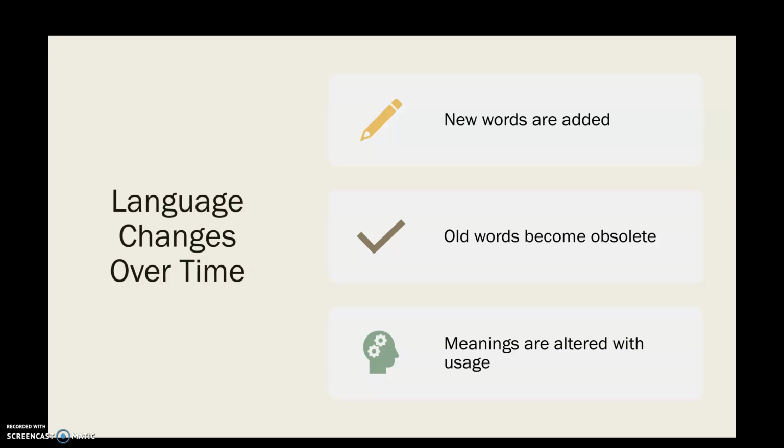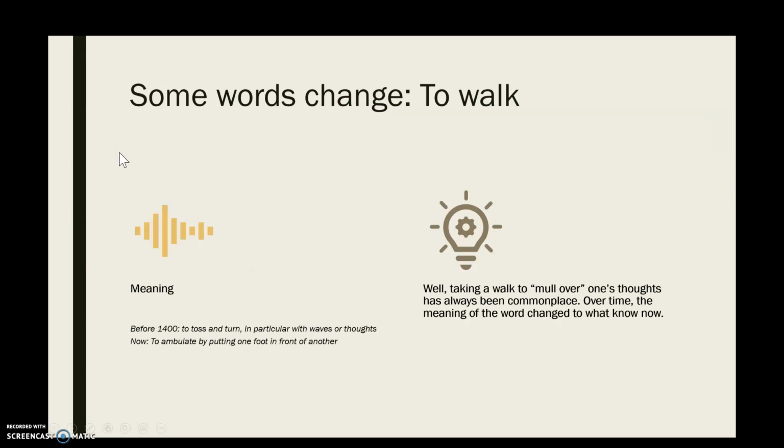We add new words. I talked about adulting. Adulting is a good word that we've added. Google. We use the word Google as a verb. That's a new word that's been added. And meanings of words are altered as we use them. So some words change. The word to walk, for instance, before 1400, meant to toss and turn, particularly with waves or with thoughts. But it didn't refer to putting one foot in front of the other.